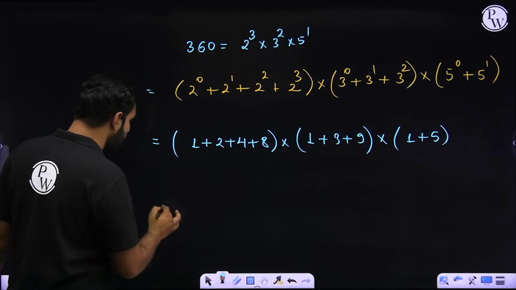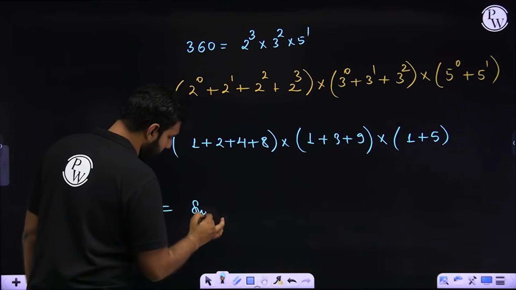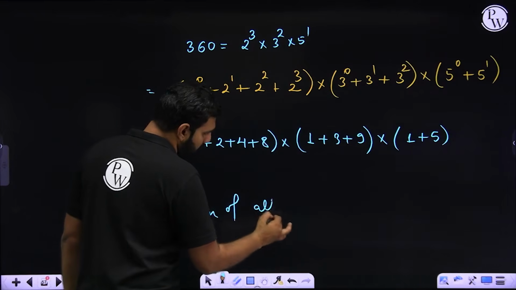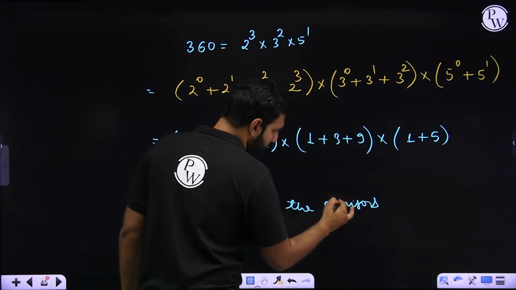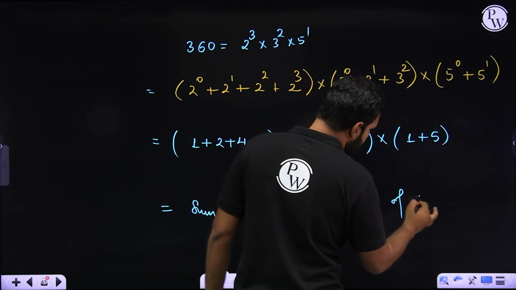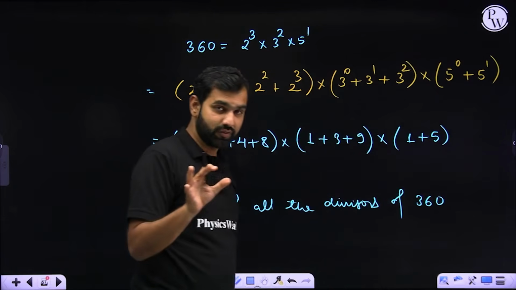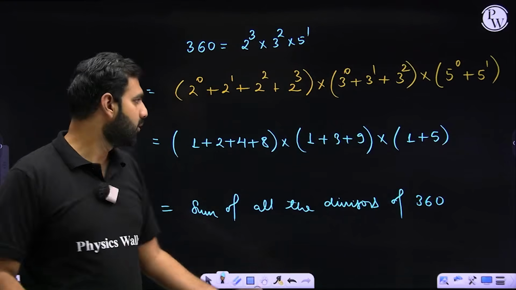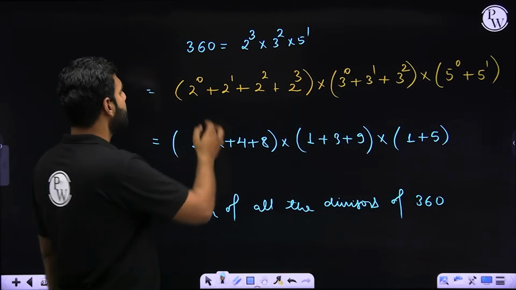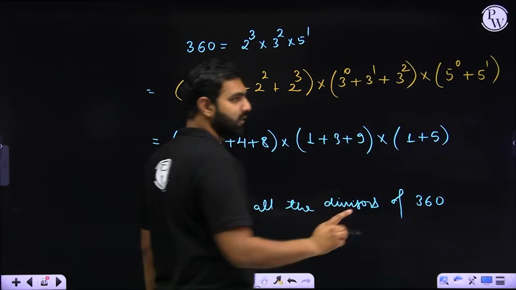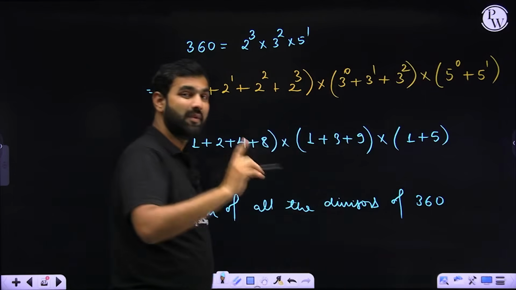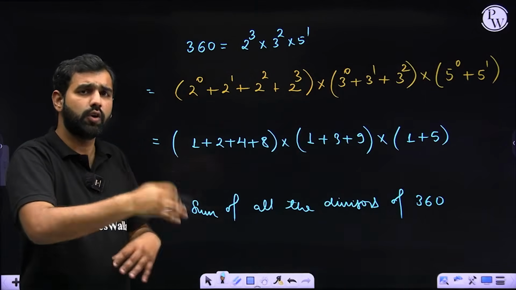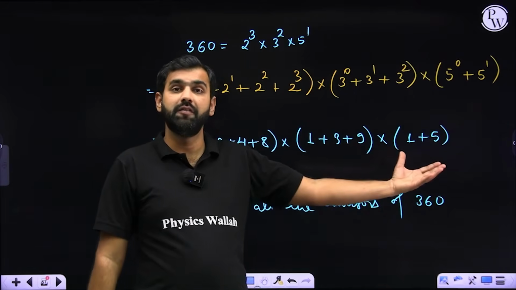And that value will be nothing but what? Sum of all the divisors of 360. So all the factors of 360, if you add them up, this will be that only. Why? Because 2 to the power 0 into 3 to the power 0 into 5 to the power 0 will be the first factor. 2 to the power 0 into 3 to the power 1 into 5 to the power 0 will be the second factor. So all such possible combinations will be all the divisors.